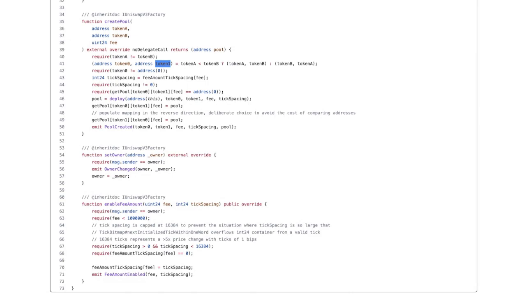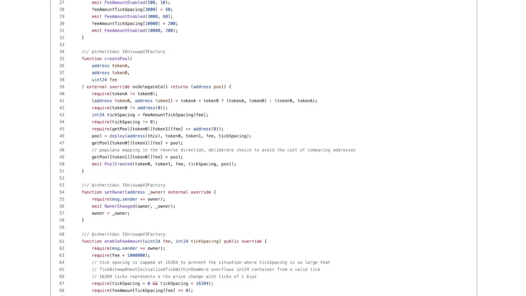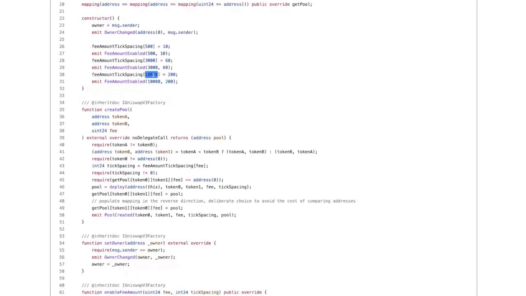Okay, cool. And then it requires that token 0 is not address 0. Then they get the tick spacing from that mapping. So they pull that out, and they're saying it mustn't be 0, which I think implies that it can only be one of these specified fee tiers. Because you specify the fee you want to create the pool with, and if it's not one of these fee tiers, like 4,000 or something, then this will return 0, and then it will revert here, right?